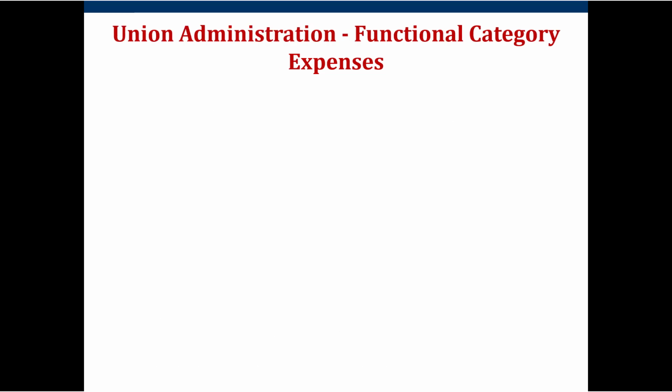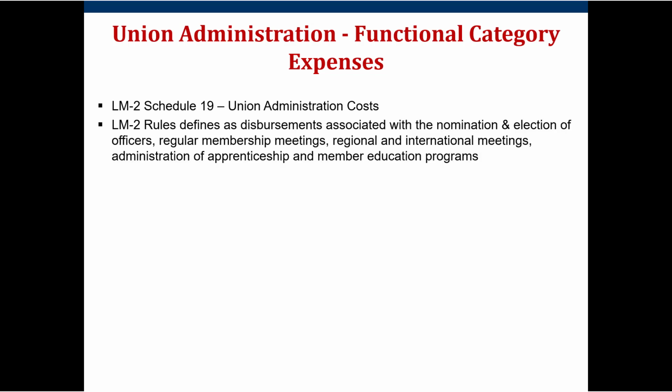Union administration functional category expenses. The LM2 requires reporting of costs associated with union administration activities on Schedule 19. The LM2 instructions define union administration costs as costs associated with the nomination and election of officers, regular membership meetings, regional and international meetings, administration of apprenticeship and member education programs.